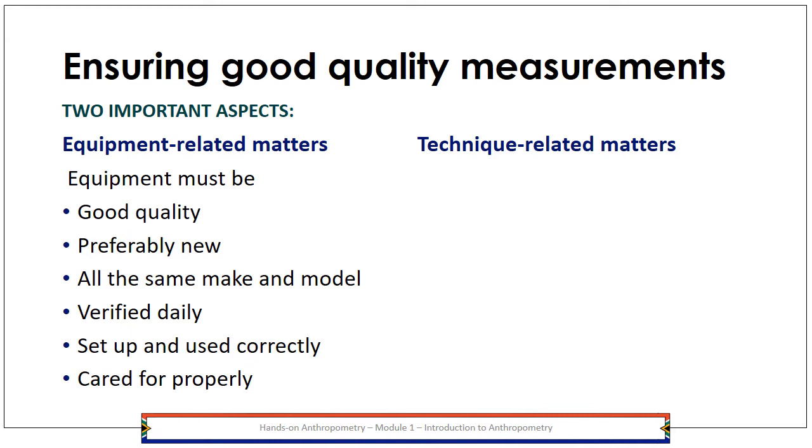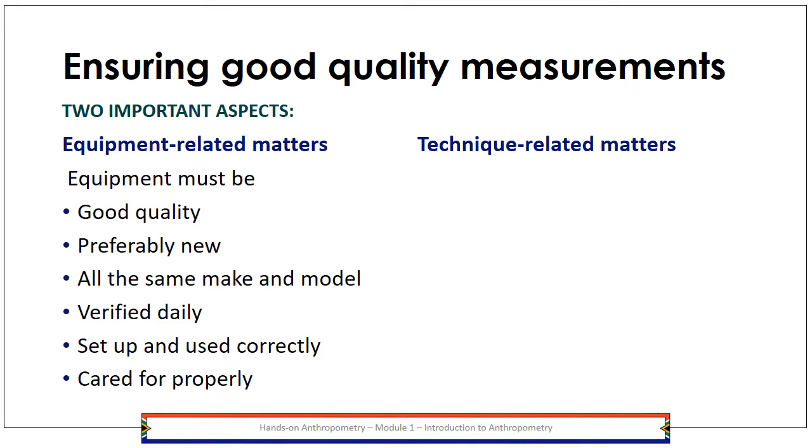It's also important to verify the equipment daily. This means checking that the equipment is still measuring accurately by measuring an object of known size or weight. The equipment must be set up and used correctly to ensure accurate measurements, and it's important to take good care of the equipment.